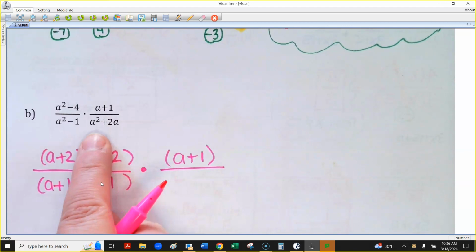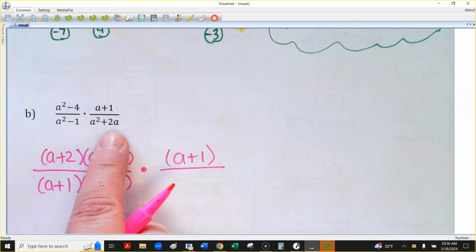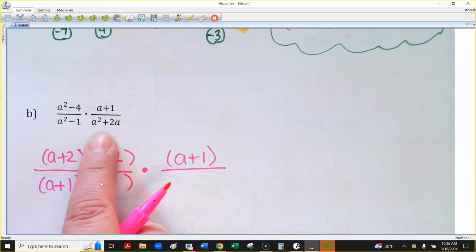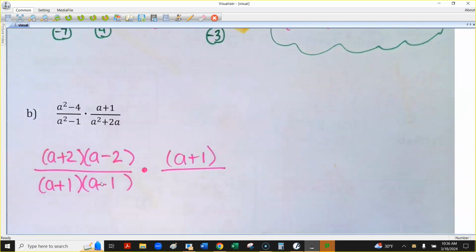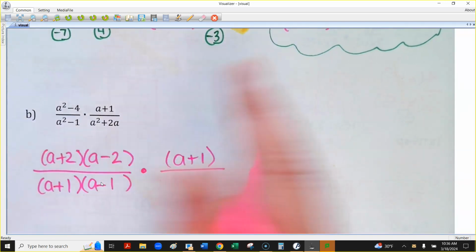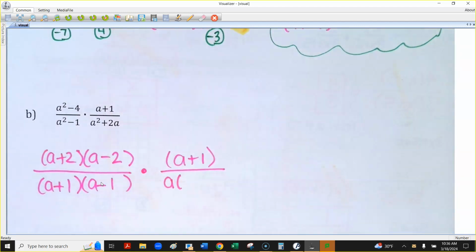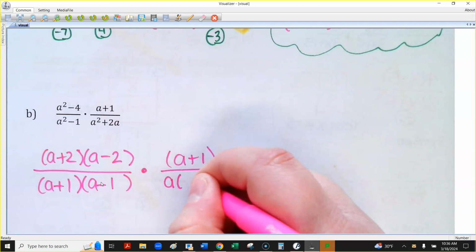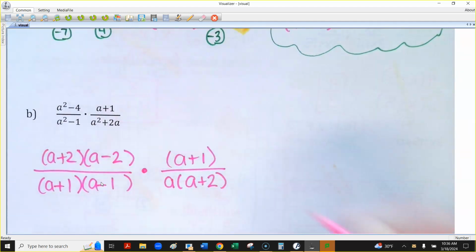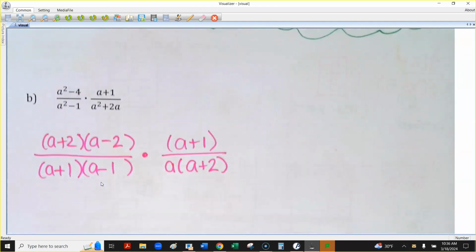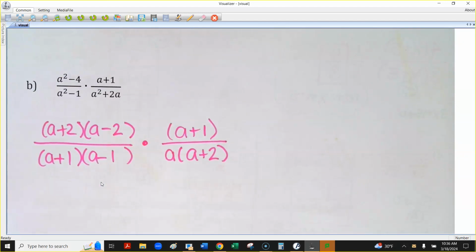This is just going to be a squared and 2a. So if it just has two terms and it's not a plain number, you're just looking for a greatest common factor. These guys both have a in them. So a would be a greatest common factor. I'm going to pull that out in front. Left over, this would be a plus 2.